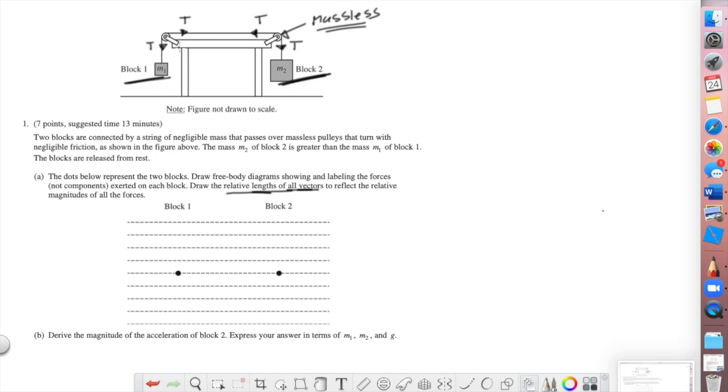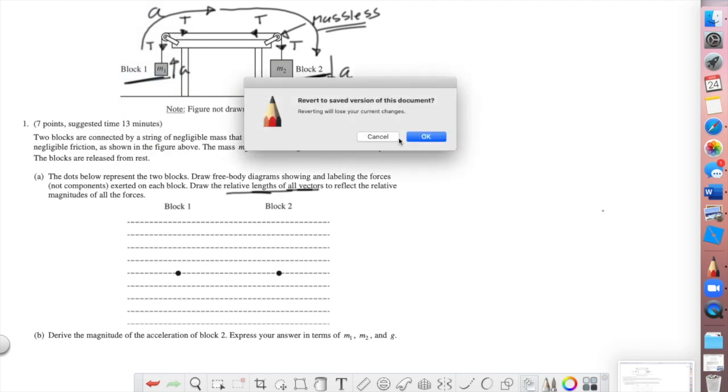So the acceleration of this system, and when I say system, I mean all of this together, M1 and M2, is going to be this way, right? M1 is going to accelerate up, and then the acceleration continues like that, and then M2 is going to accelerate down.